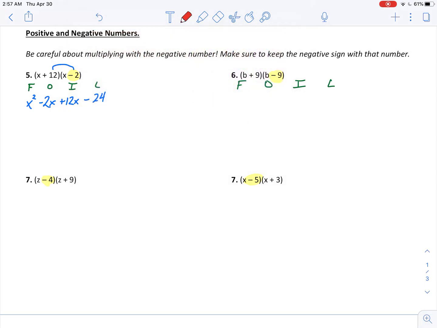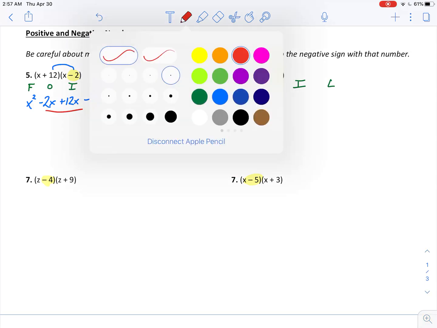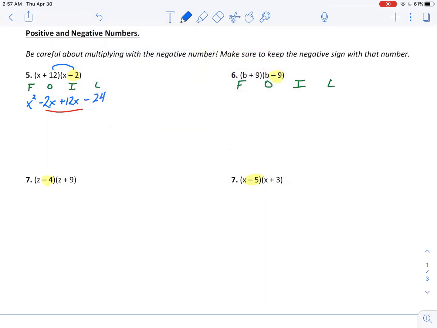Now let's combine our like terms. And this is where we have to be careful. I've got positive 12 and negative 2. So do I have more positives or negatives? Well, I've got more positives, and it turns out I have 10 more positives. So this would be x squared plus 10x minus 24.